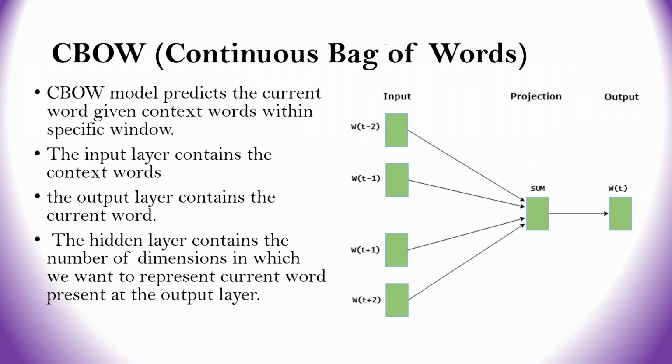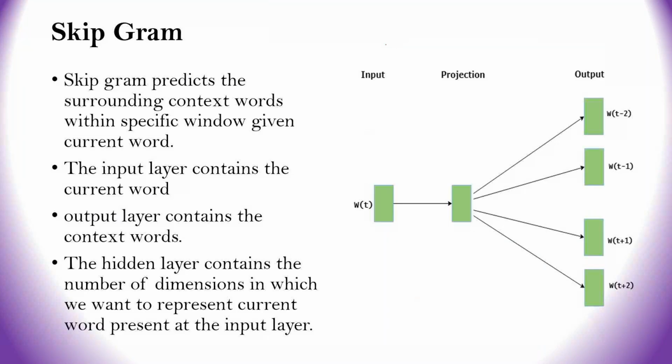If you look at the continuous bag of words model and the skipgram model, here the input is going to be simple. Skipgram predicts the surrounding context words within a specific window given the current word. So the input layer contains the current word, and the output layer contains all the context words related to the current word. And the hidden layer shows the window, like in which dimensions the word is going to be predicted. So this is how word embeddings work in skipgram and continuous bag of words models in general in the word2vec model.